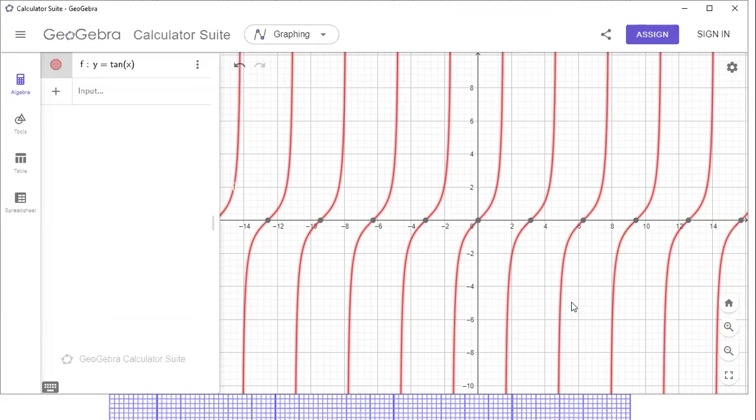So first draw it. Just draw a sketch of a tan curve such that you know how a tan curve looks. I've showed you how a cos curve looks, and I've showed you how a sine curve looks.